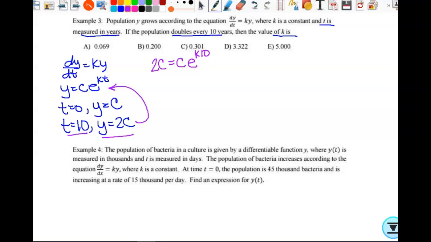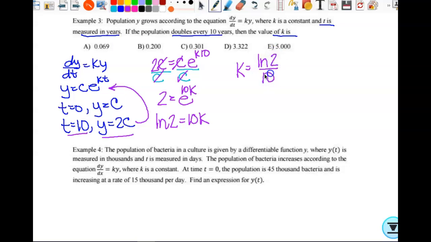So I need to get the e part by itself. What would I do? Divide by c. When I divide both sides by c, they cancel out. They become 1. So then I have 2 equals e to the 10k, right? Then what do I do? Natural log. So natural log of 2 is equal to 10 times k. Then divide by 10, so k is equal to the natural log of 2 over 10. That's what you would type in your calculator, and your answer would be A.